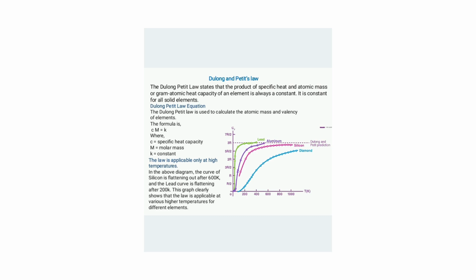It is also a constant element in the formation of the material. In the above diagram, the curve of silicon flattens out after 600 Kelvin, and the lead curve flattens at 200 Kelvin. The graph clearly shows that the law is applicable at various higher temperatures for different elements, according to Dulong and Petit's law.